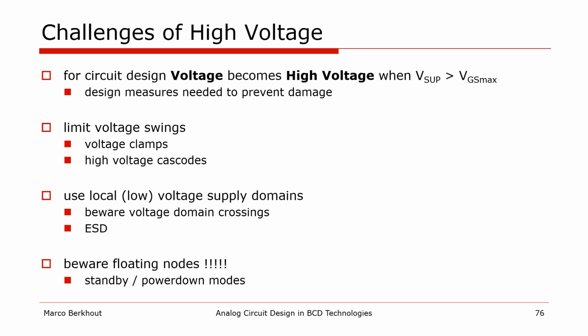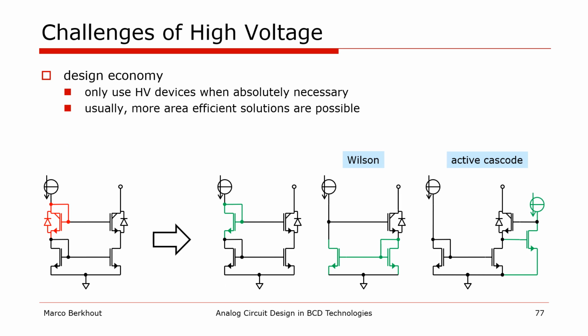High on-chip voltage also poses challenges on the design. As already mentioned, from a circuit design perspective, voltage becomes high voltage when it exceeds the maximum allowed gate source voltage. In that case, we have to take measures to prevent damage and limit voltage swings using voltage clamps or high voltage cascodes. Or we can use locally regulated supply domains, where we need to take special care of signals that cross domain boundaries and ESD path between the domains. Finally, we should be very careful with floating nodes, especially in low current, standby and power down modes. I will show you some general circuit examples to illustrate these topics.